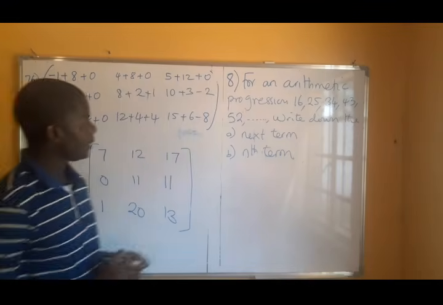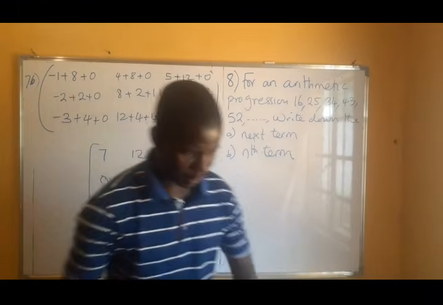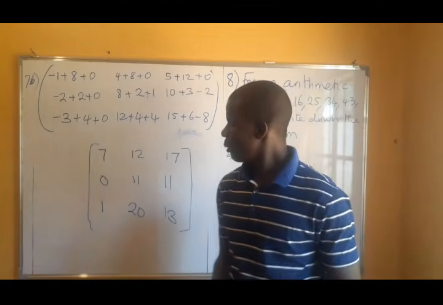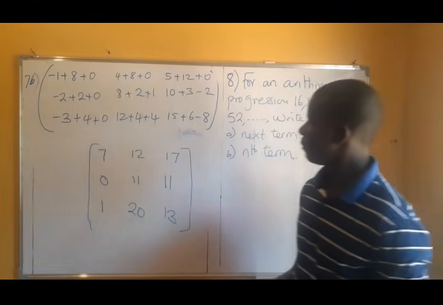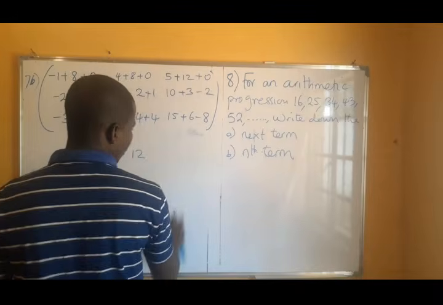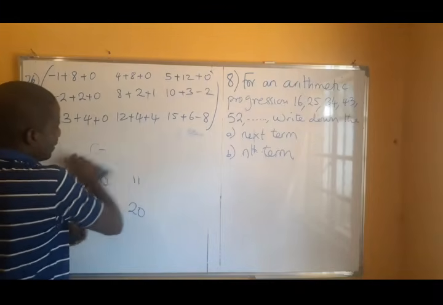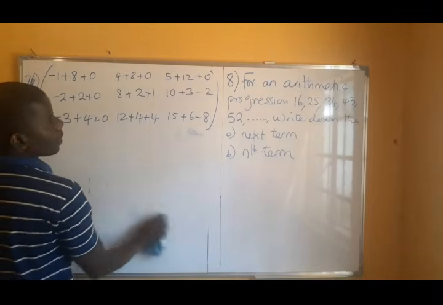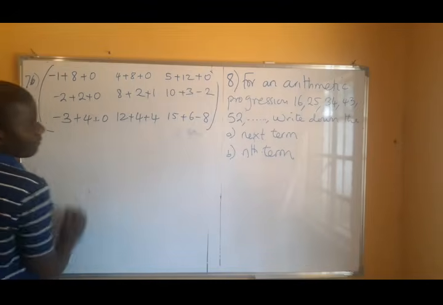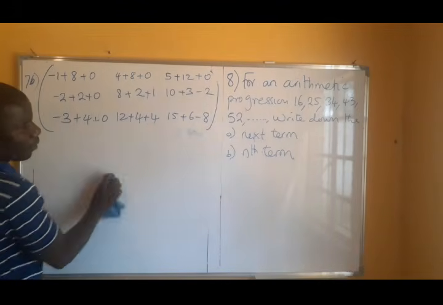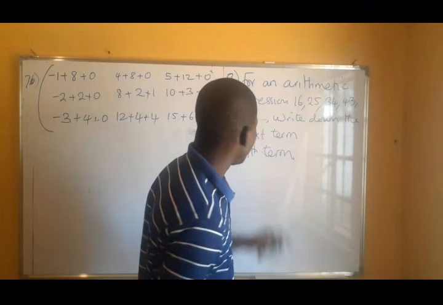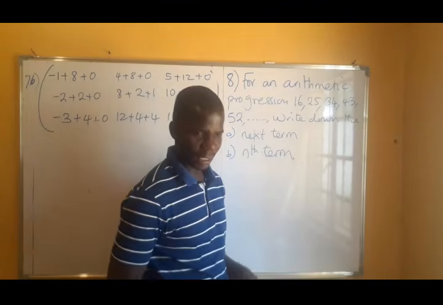So we got question 8. Remember, I mentioned that we are going to solve the whole paper. The whole paper is what we are here for. So let's look at the question. For an arithmetic progression 16, 25, 34, 43, and 52, write down the next term.